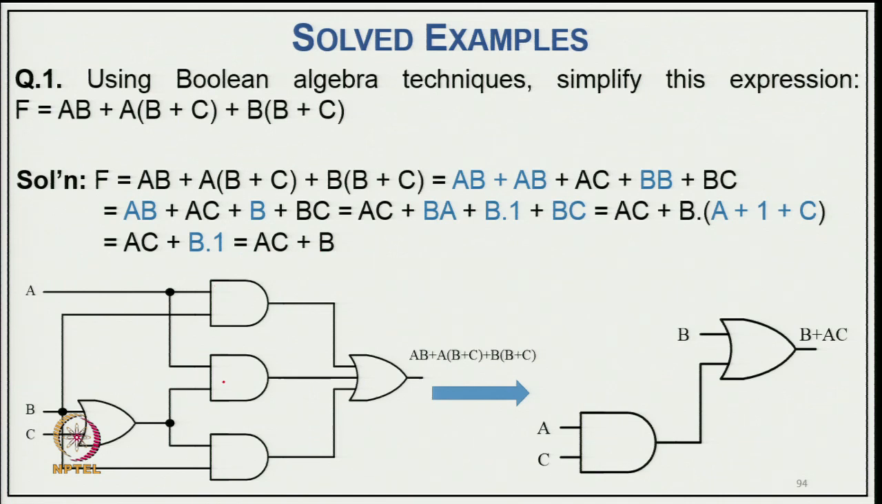In place of this expression realized by these logic gates, we simplified it into a c plus b, which is realized by this logic gate. So, you can see that in place of 5 logic gates, it can be represented by only 2 logic gates here. That is the advantage of simplifying the expression by Boolean algebra.